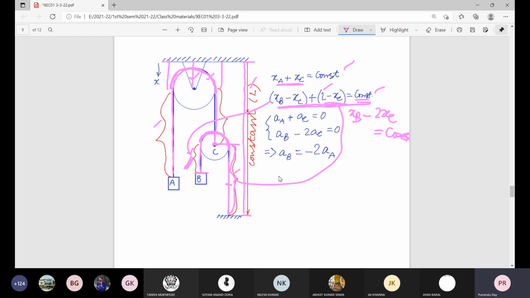Okay, so from this we get the acceleration relation, and from the first one, acceleration A and C, and the second one acceleration B and C. Now C is eliminated from these two equations and we find the relation between the acceleration of the blocks A and B. So from that kinematic relation, anyway, this clumsy information we must clean from the slate.